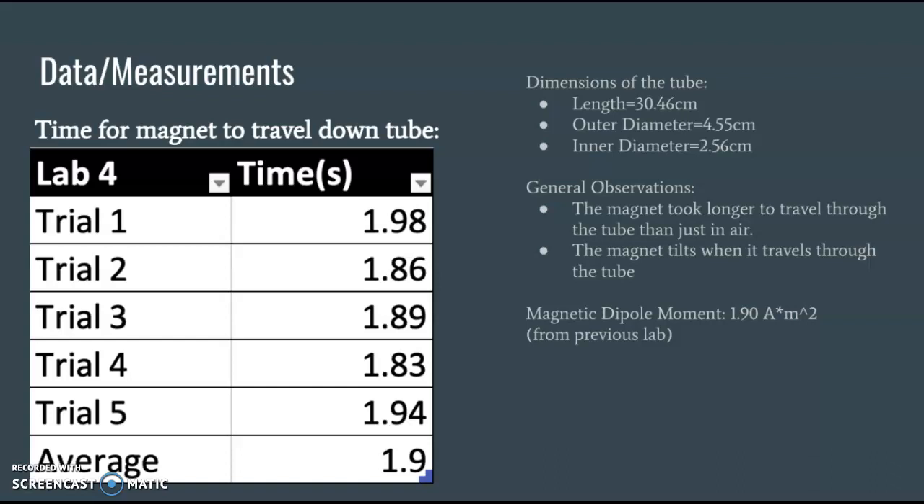For each time measurement, I positioned the bar vertically before dropping the magnet down the tube. To get a more accurate reading for time, I recorded the process in slow motion so I could see more exactly when the magnet entered and exited the tube.